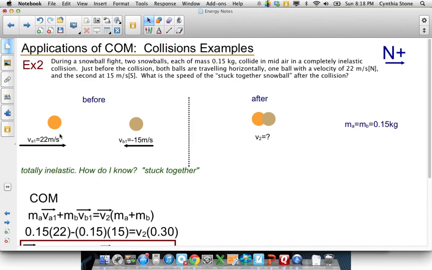So we know the mass of each to begin. We know the speed of each beforehand. They're going in opposite directions. One's 22 north, one's 15 south. I'm going to call north positive again, same as last example. And I want to find their common velocity afterwards. So how do I know it's totally inelastic? Well, A, it told us, but B, I used the words stuck together. So that's the information I know.